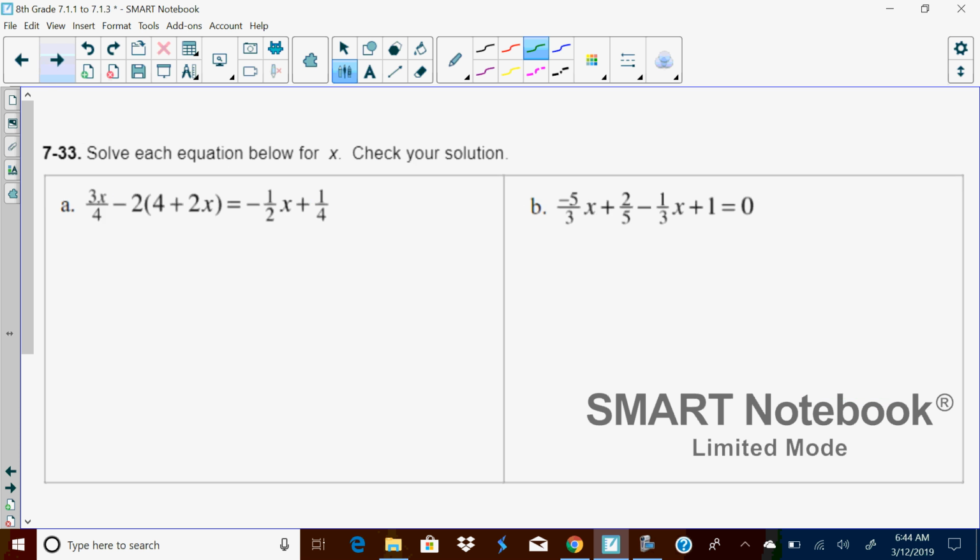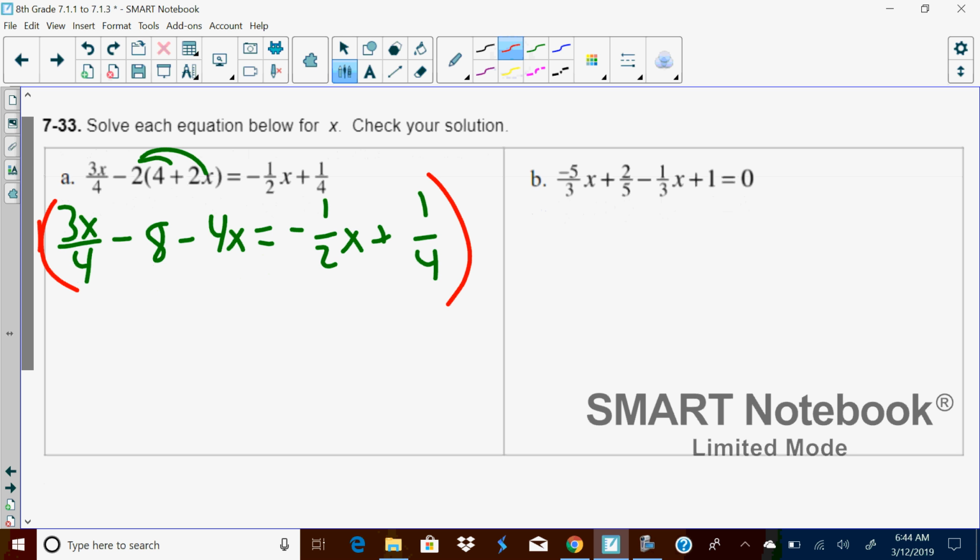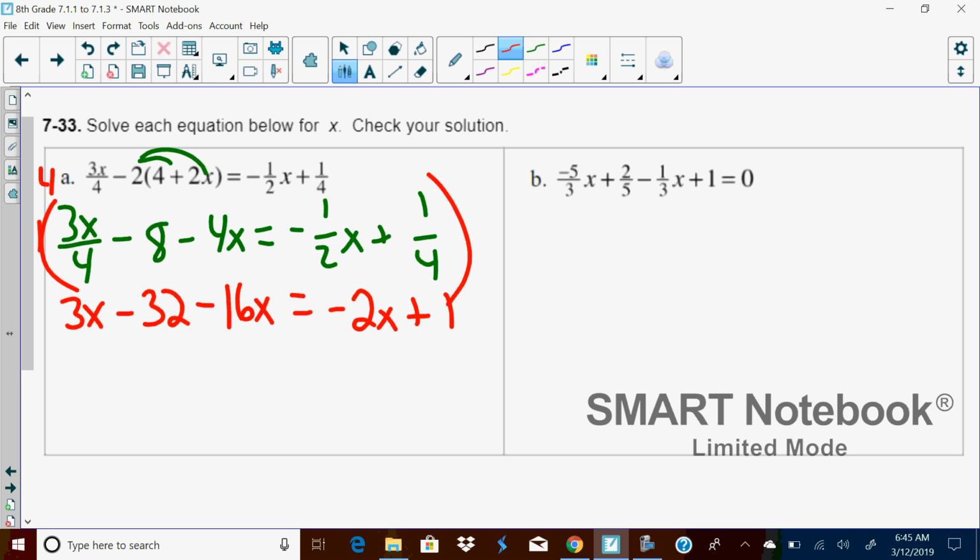33, solve each equation. First thing I did in this one was distribute. So I get 3x over 4 minus 8 minus 4x equals negative 1/2 x plus 1/4. And then I multiplied everything by 4. So 4 times 3 is 12, divided by 4 is going to give me 3x minus 32 minus 16x equals negative 2x plus 1. So 3x is going to be negative 13x minus 32.